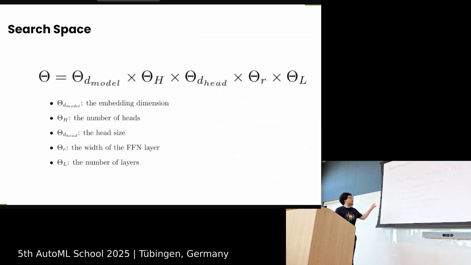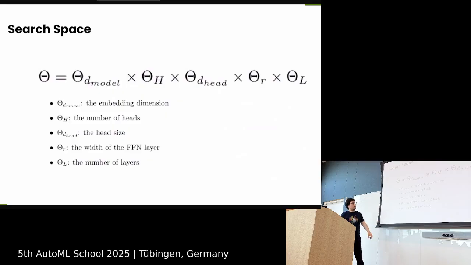Maybe quickly on the search space here for the transformer architecture. So this is more like a macro search space. It's more like a hyperparameterization search space, where you have the number of layers, and then the width and the number of heads for the attention layers and the fully connected layers.